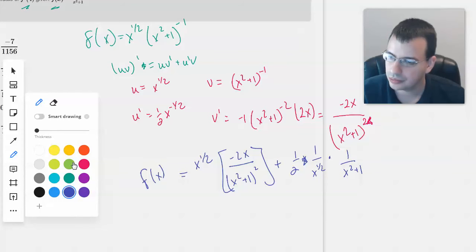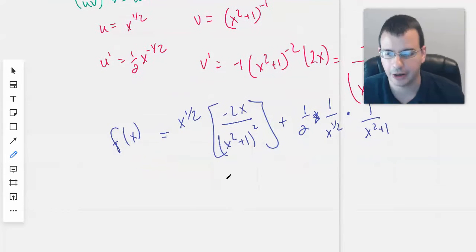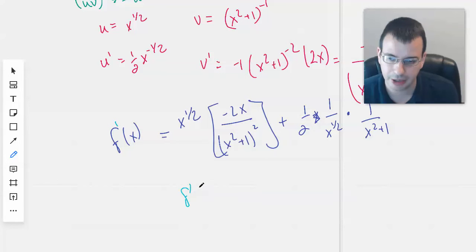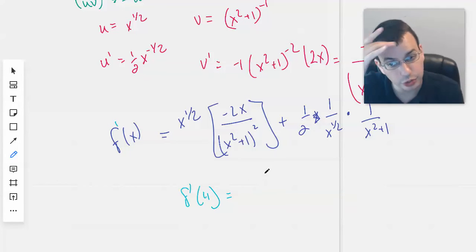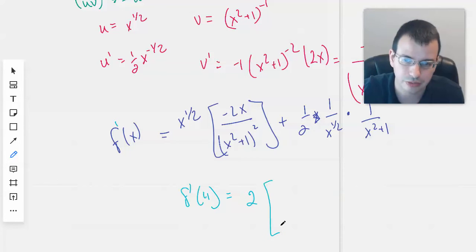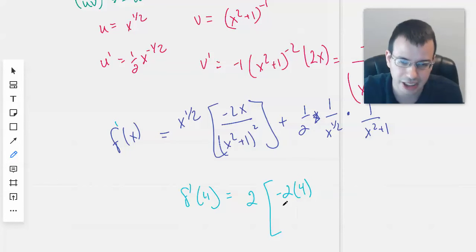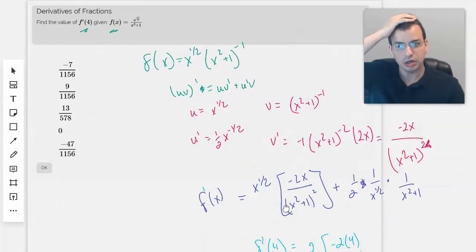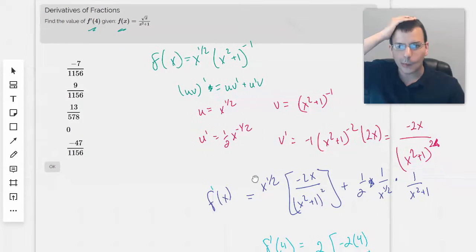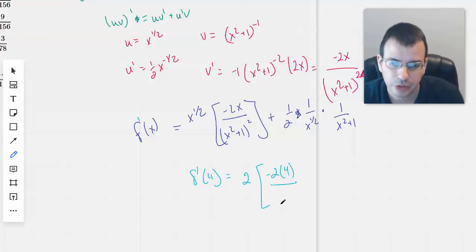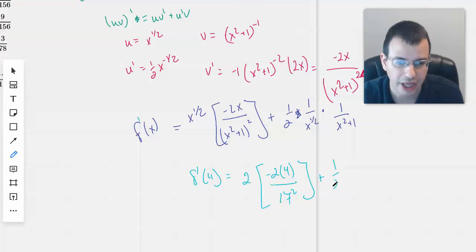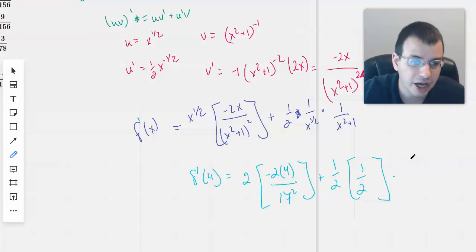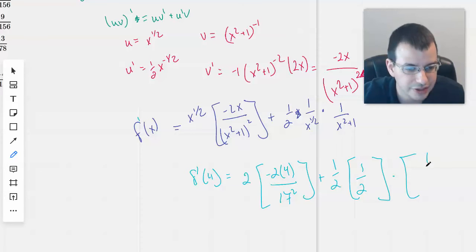So, I'll do cyan. Okay, so f prime of 4 equals the square root of 4, which is 2, times negative 2 times 4, which is 8, over 4 squared plus 1. 4 squared is 16, plus 1 is 17, so it'll be 17 squared, plus 1/2 over square root of 4, which is 1/2, times 1 over 17.